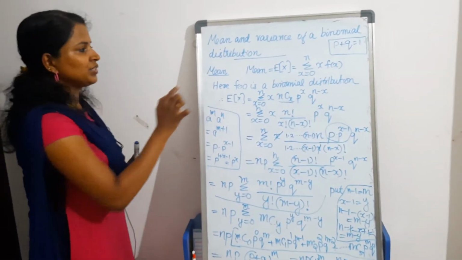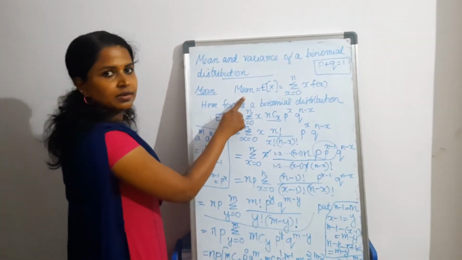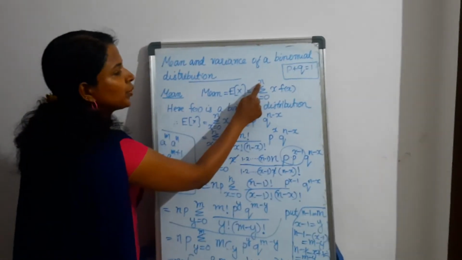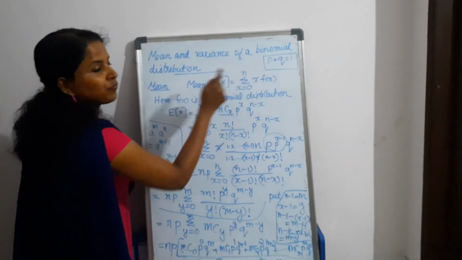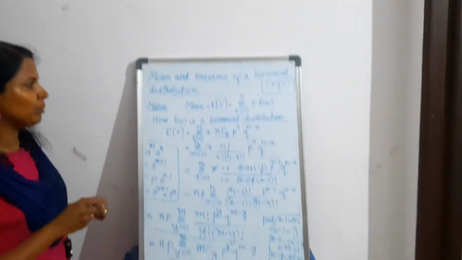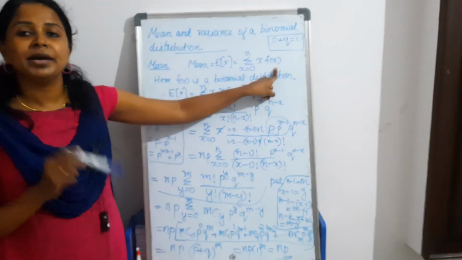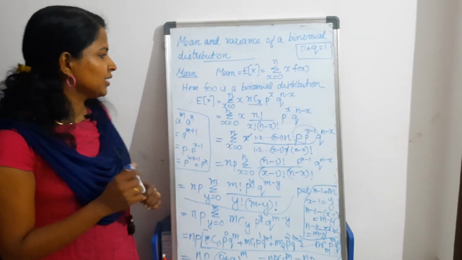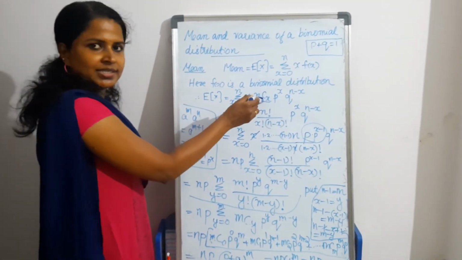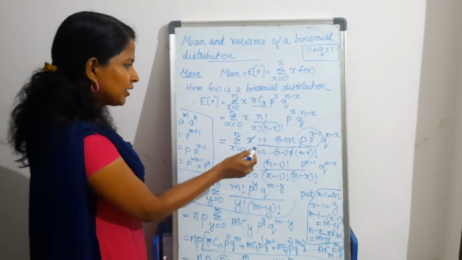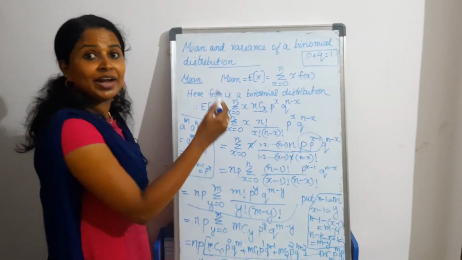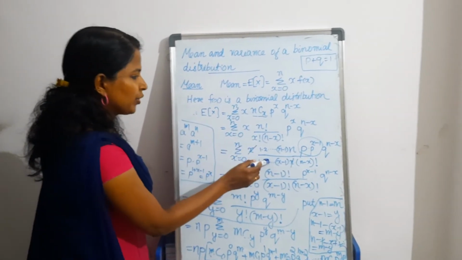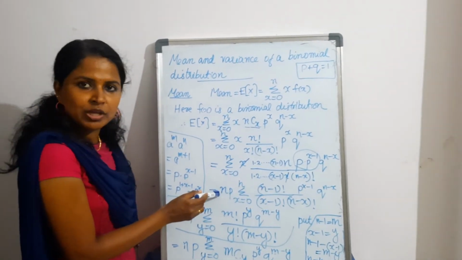Here, first we write the formula for mean, which is sigma x equal to 0 to n, x f of x. Then we substitute the formula for f of x. Binomial distribution f of x is ncx p raised to x q raised to n minus x. Then expand ncx. Next step, open the factorials. Then we take np to the outside.